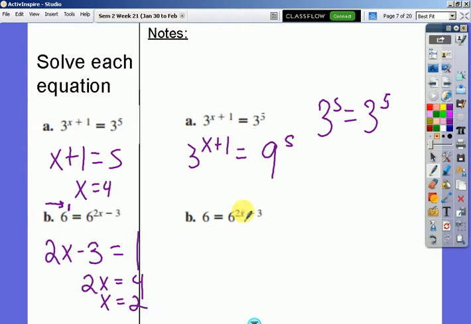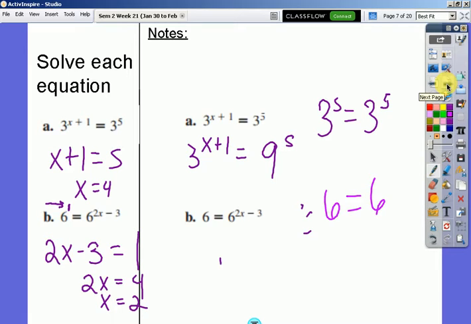2 times 2 is 4. 4 minus 3 is 1. So 6 equals 6. Okay, any questions about A or B? Amongst you? Okay.